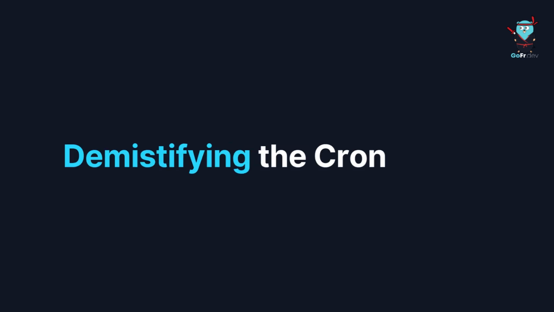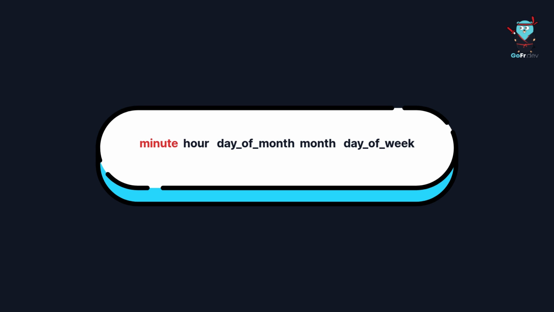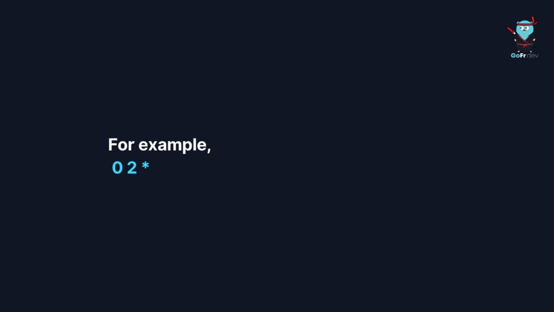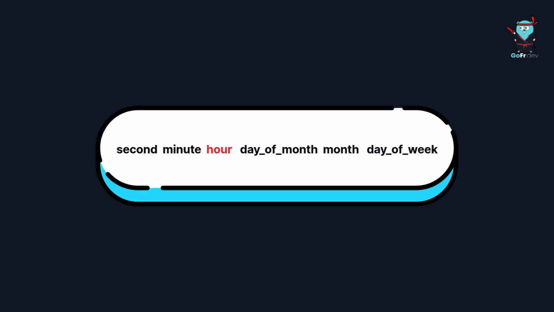Let's now demystify the cron syntax. A classic cron schedule looks like minute, hour, day of the month, month, and day of the week. For example, 0 2 and asterisks for all the other places means run at 2 a.m. every day. But GoFr takes it further with an optional seconds field. That is, now we have second, minute, hour, day of the month, month, and day of the week.